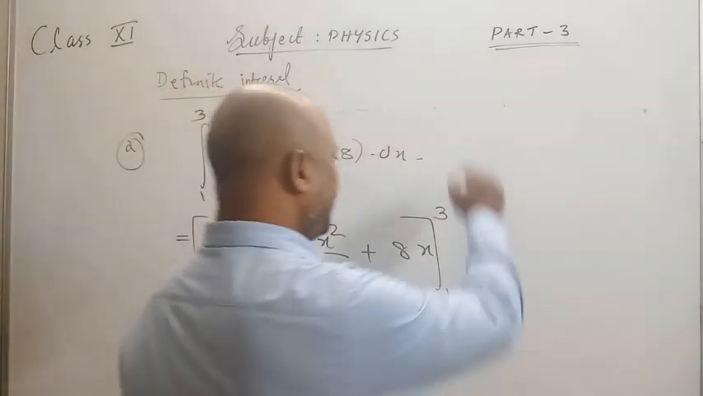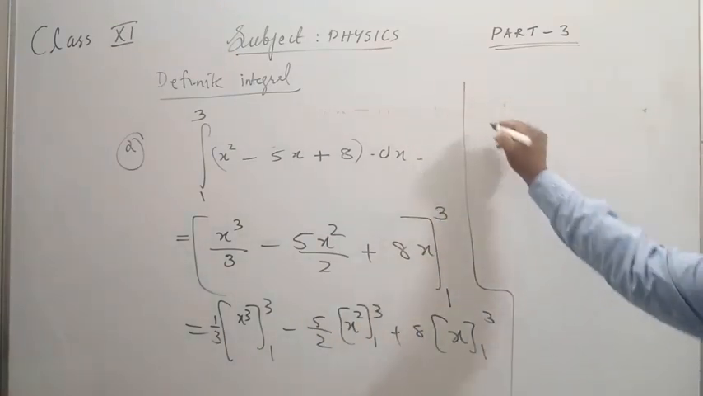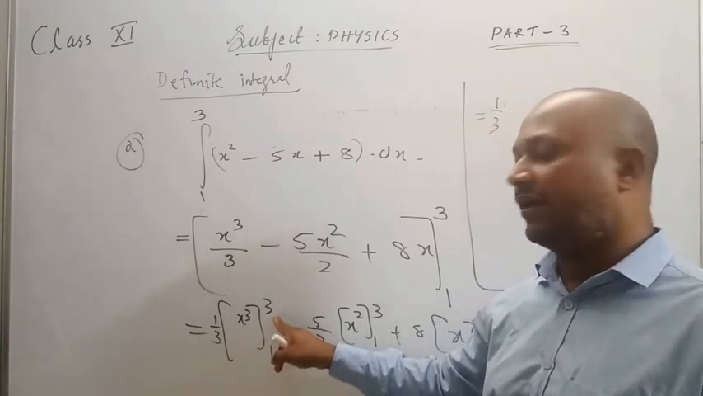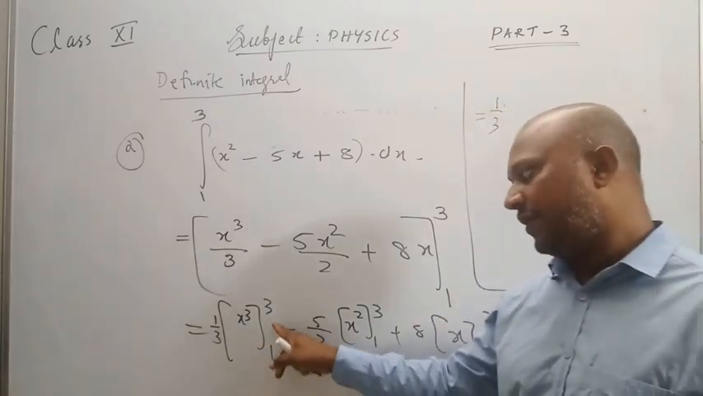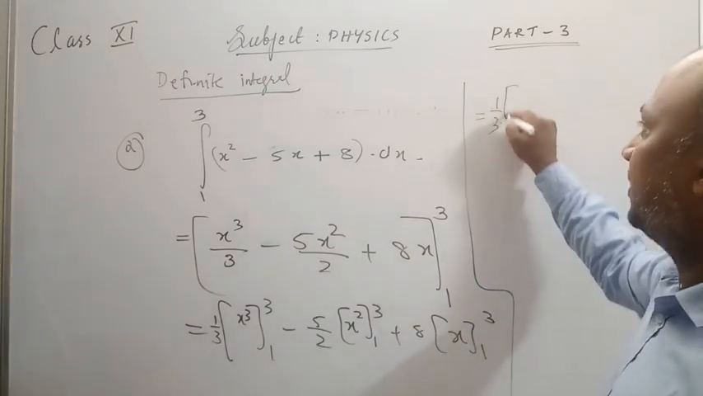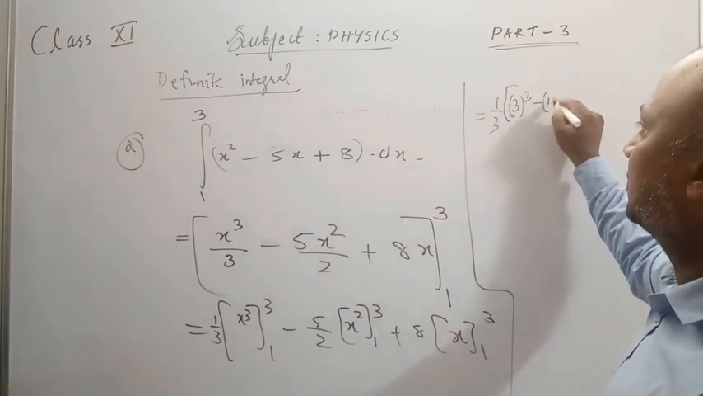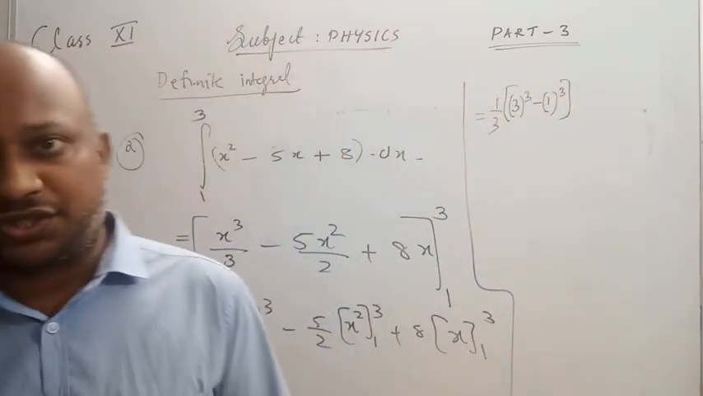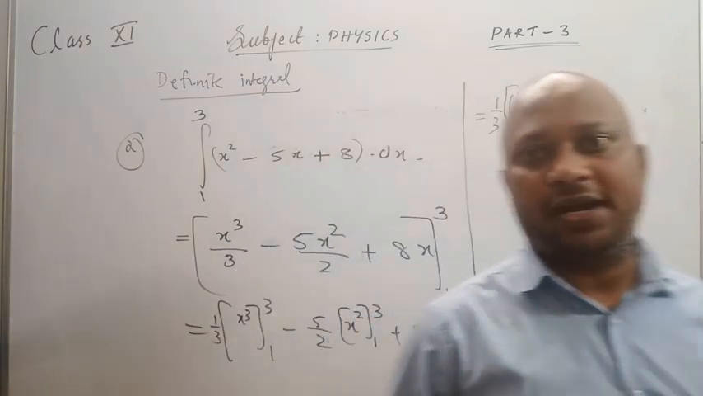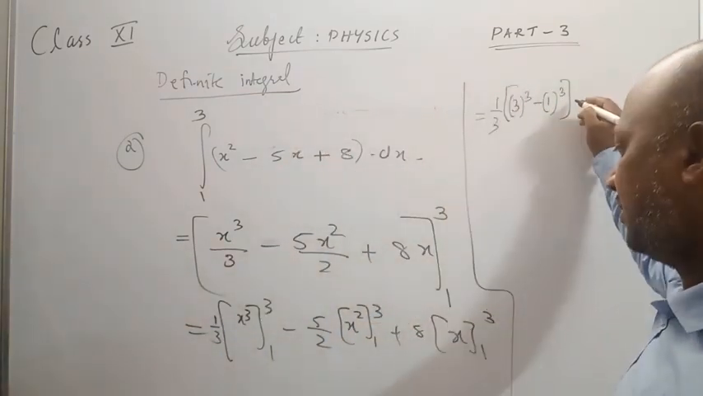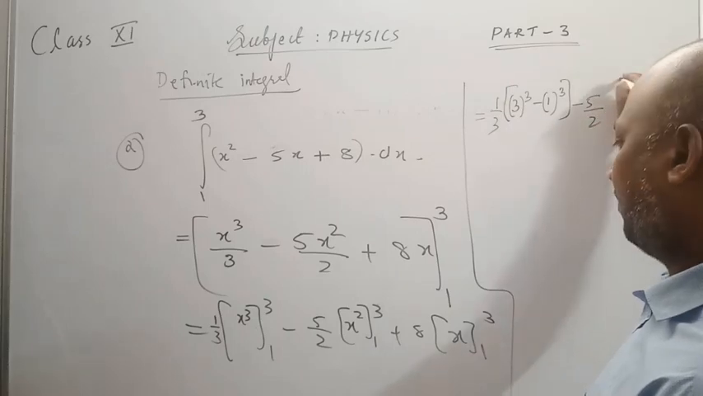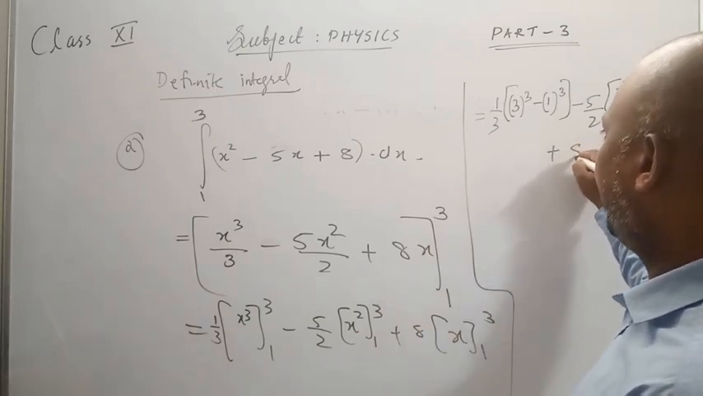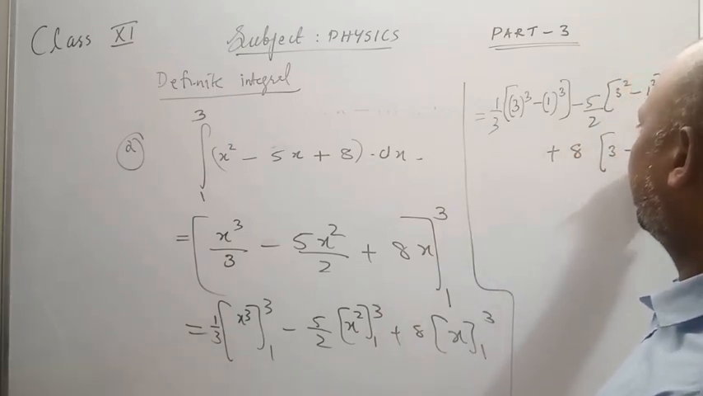So how to do this question? 1 upon 3 x cube. In place of x you have to write the value, and it is upper limit minus lower limit. So upper limit is 3 cube minus 1 cube, because it is x cube, so it must be in the same format. The cube of the upper limit minus the cube of the lower limit. Here it is x square, so the square of the upper limit minus the square of the lower limit. And here it is x, so upper limit minus lower limit.